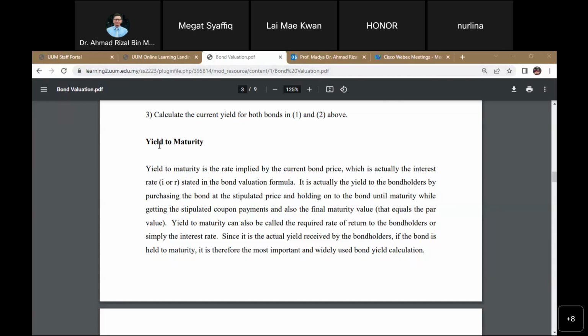Okay, let's continue. Next, we're going to explore the yield to maturity. Along the way, from the start, I keep on repeating what yield to maturity is. It is the rate implied, or the rate of return, that the bondholder would get by buying the bond and holding on to the bond until maturity. Another name for it is the required rate of return of the bondholders, or simply the prevailing interest rate of the bond.